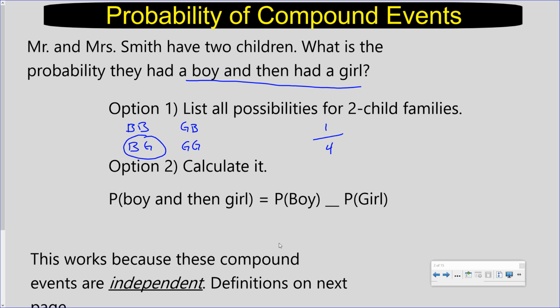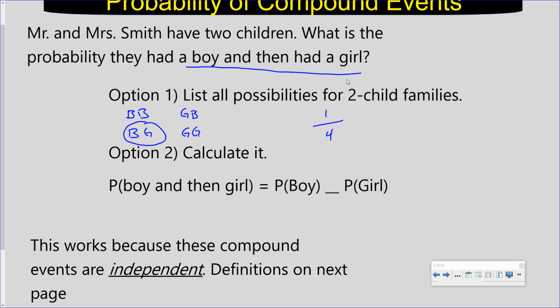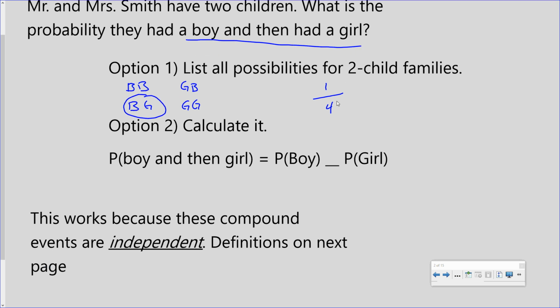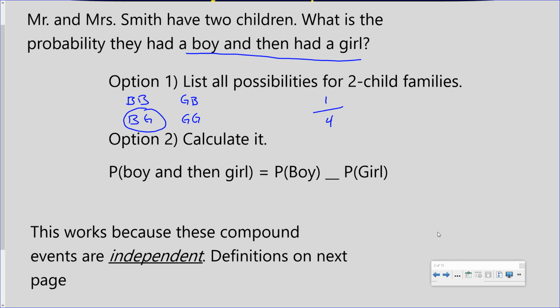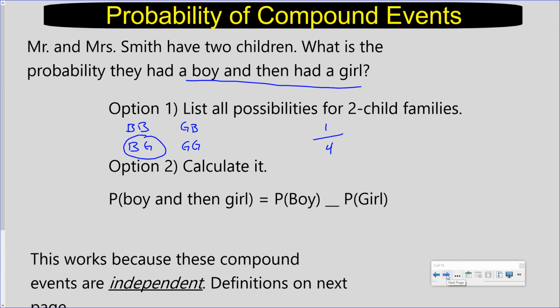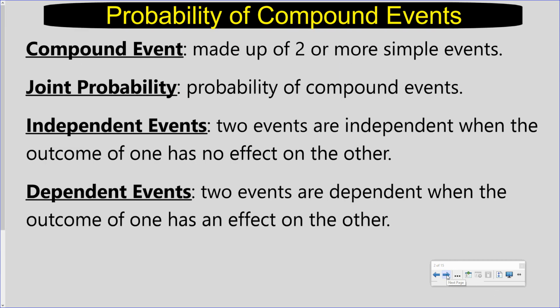This works because compound events are independent. So a compound event is when 2 different things happen. So having a boy is one event, having a girl is a second event. Having a boy and then a girl is a compound event. Okay, these are independent. The odds of having a girl the second time have nothing to do with having a boy the first time. The first event does not influence the second.